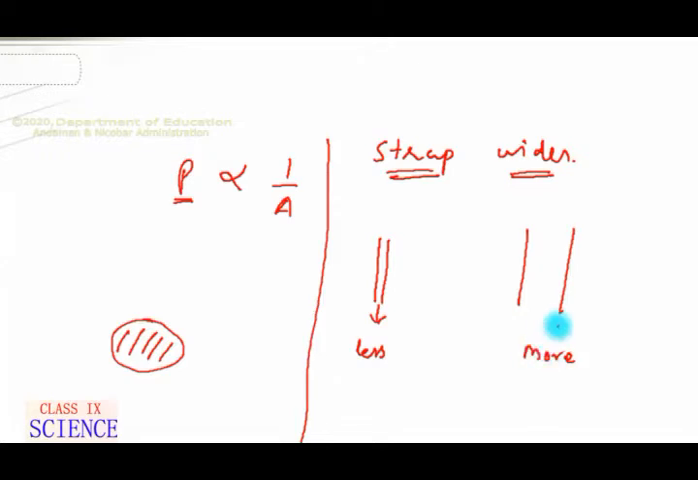If the area of contact on your shoulder is more, then you will get less pressure on your shoulder. If the strap of your school bag is thin, then the area of contact on your shoulder is less, which can cause more pressure on your shoulder. That is why a school bag with a wider strap is always preferred, so that you get less pressure from your school bag.